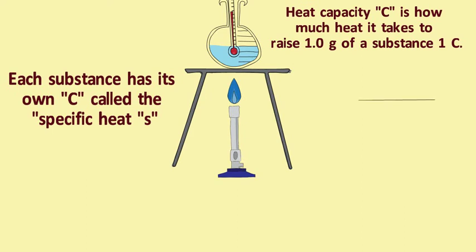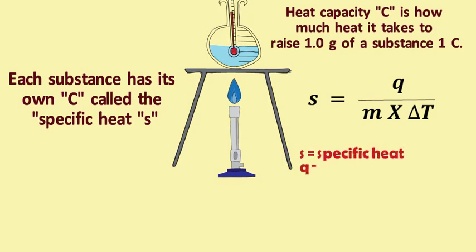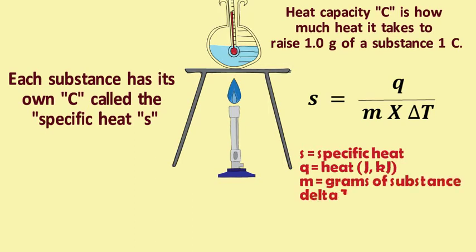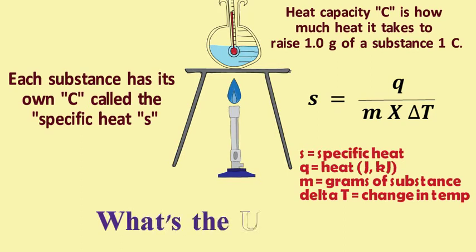The equation for this is S equals Q over M times delta T. S is the specific heat, of course. Q is the amount of energy coming in or out. It's usually expressed in joules or kilojoules. M is grams of the substance. And of course, delta T is the change in temp. So this is how we start to learn how to measure it. By the way, what's the unit of S? Oh, I'm not telling you. You figure it out.